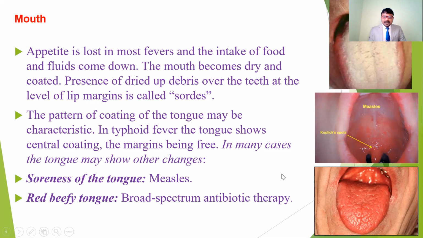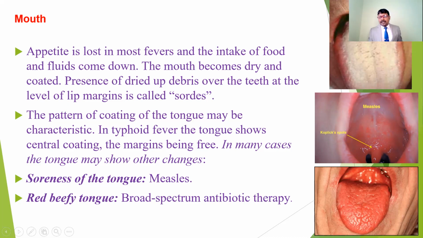And also soreness of the tongue we can find in measles. If you see here, it looks like sores, with a rash-like appearance. It's because blisters form, like an eruption. So these conditions may be found in measles, and also Koplik spots and rashes; these types of symptoms are commonly seen in measles. And the next one is the red beefy tongue.